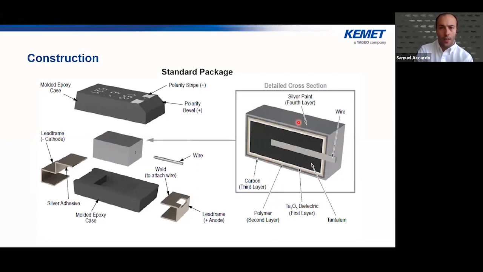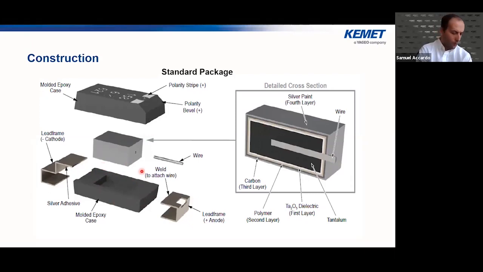a carbon layer, and then a silver paint layer. And this particular element, this capacitor element, is basically placed inside of this packaging. We essentially weld a lead frame onto the wire, and then we use a silver adhesive on the bottom of this lead frame to attach to the top of this capacitor element, and it's placed into this packaging.